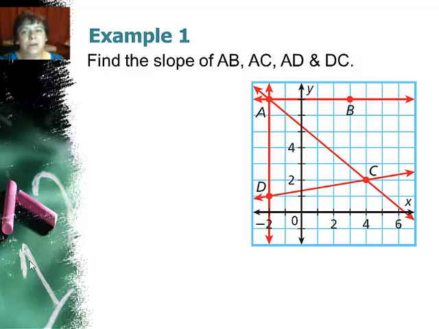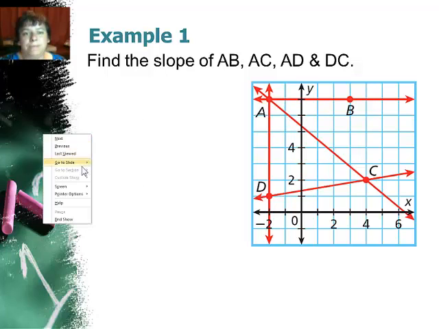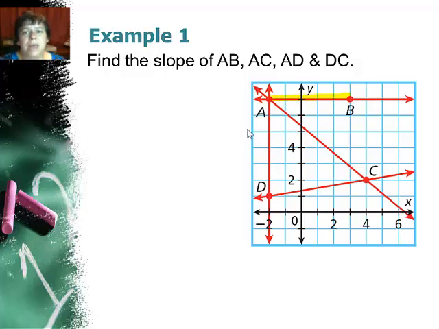So let's take a look at our example here. We want to find the slope of AB and also AC, AD, and DC. Here's AB, and you can see that it's a horizontal line. If you're looking at the table we already had, you can see that we don't go up any. It's 0 rise over 1, 2, 3, 4, 5 run. 0 divided by 5 is 0. So again, a horizontal line with 0 slope.